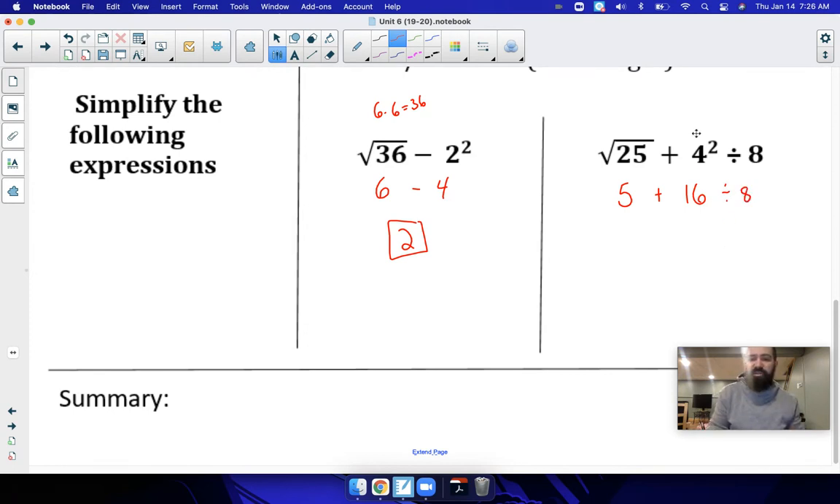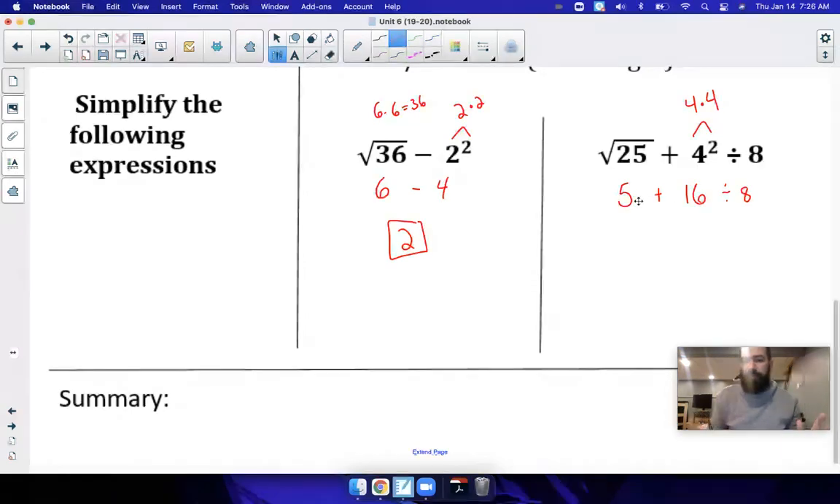And 4 squared is just 4 times 4. Not 4 times 2, 4 times 4. Same thing over here. 2 squared is 2 times 2. Because you have 2 twice, this one you have 4 twice.